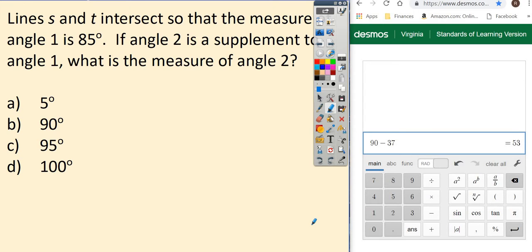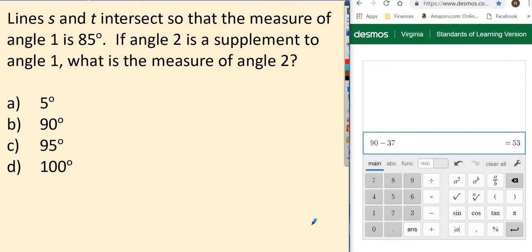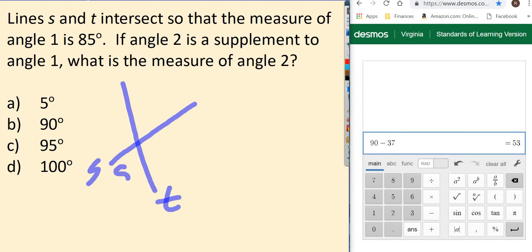Okay, this one is asking you to draw something first. It says lines S and T intersect so that the measure of angle 1 is 85. So we're going to pretend that's angle 1. And that the measure of angle 2 is a supplement. So that means if it's supplement, it would have to make a straight line. So it would have to be that one right there. And it wants the measure of angle 2.